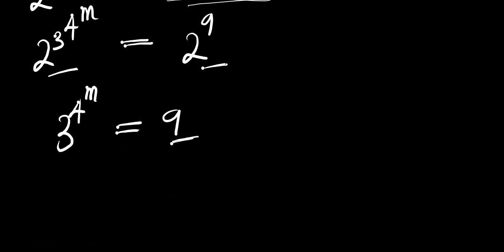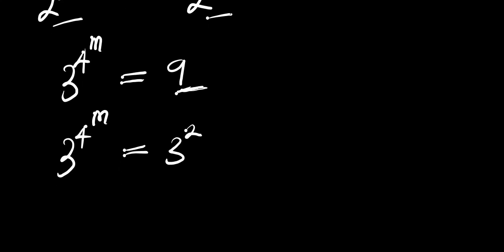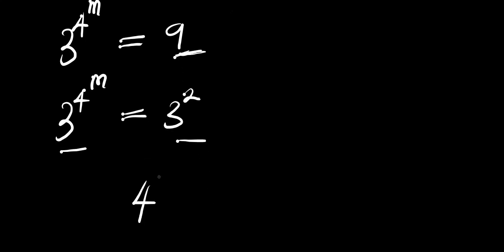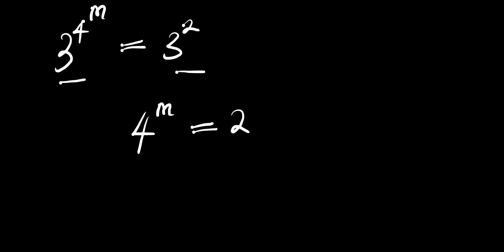9 here is a perfect square, so we can have 3 to the power of 4 to the power of m equals, we can rewrite this 9 as the product of multiples of 3, that is 3 to the power of 2. That is 3 in 2 places. So going by the same identity, when the bases are the same, you compare the exponents. That means we are now going to have 4 to the power of m, and this equals 2. So what do we do at this point?